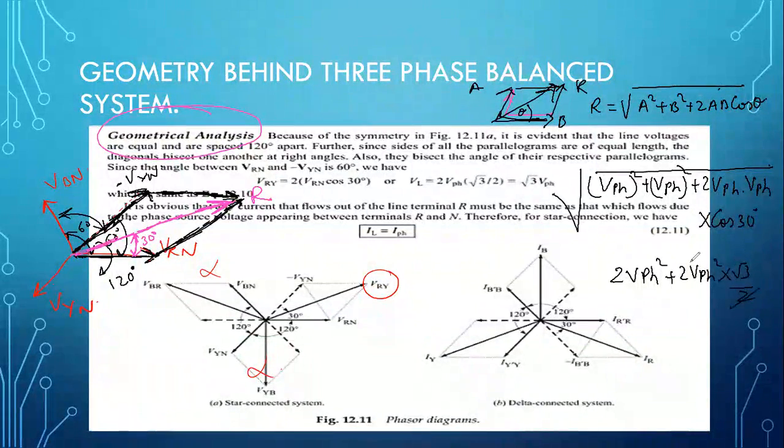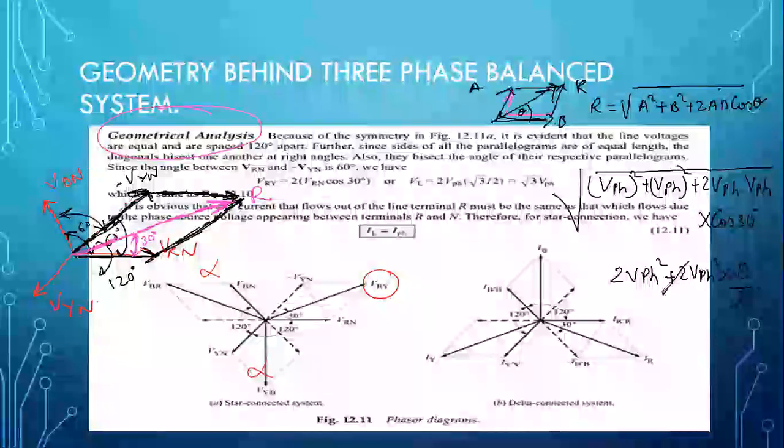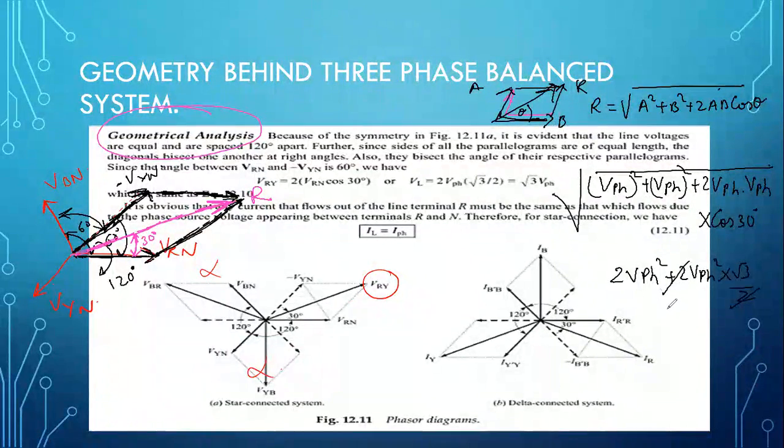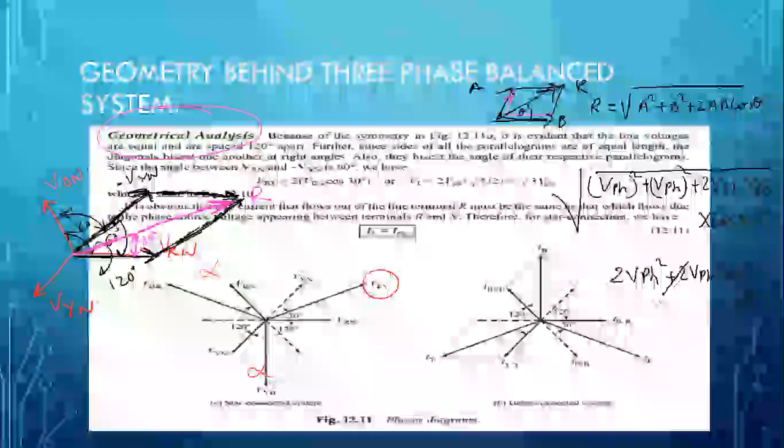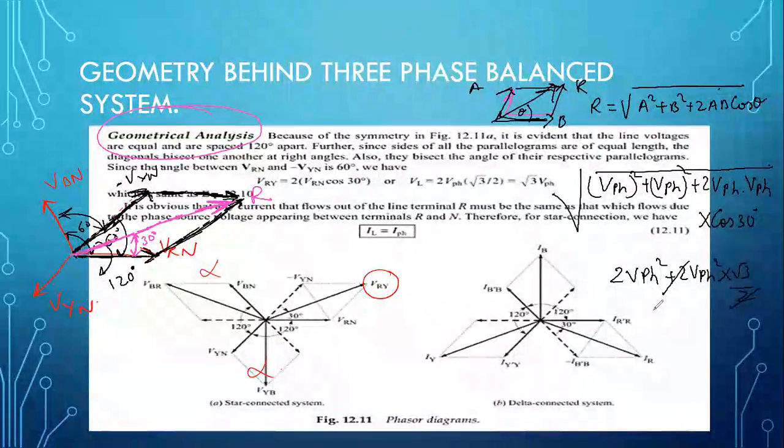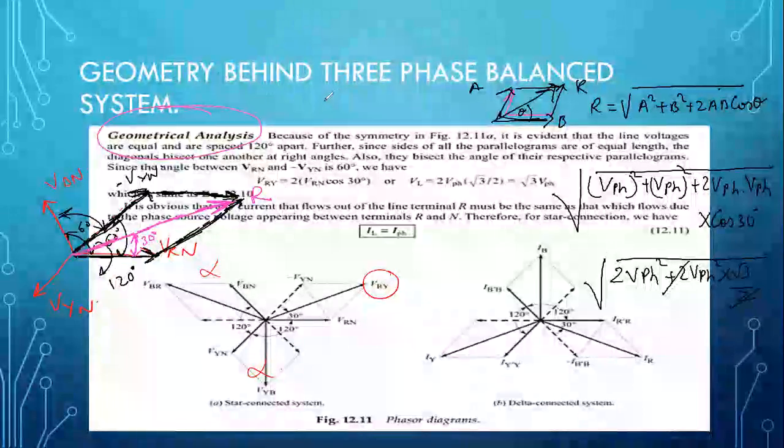Okay, so this 2 and 2 will get cancelled. So what are we left with? Just a moment. Sir, 2 is common. Which one? 2 should be taken common. No, this one, 2 into VPH into VPH into cos theta we have. Students, are we doing anything wrong here? One minute.